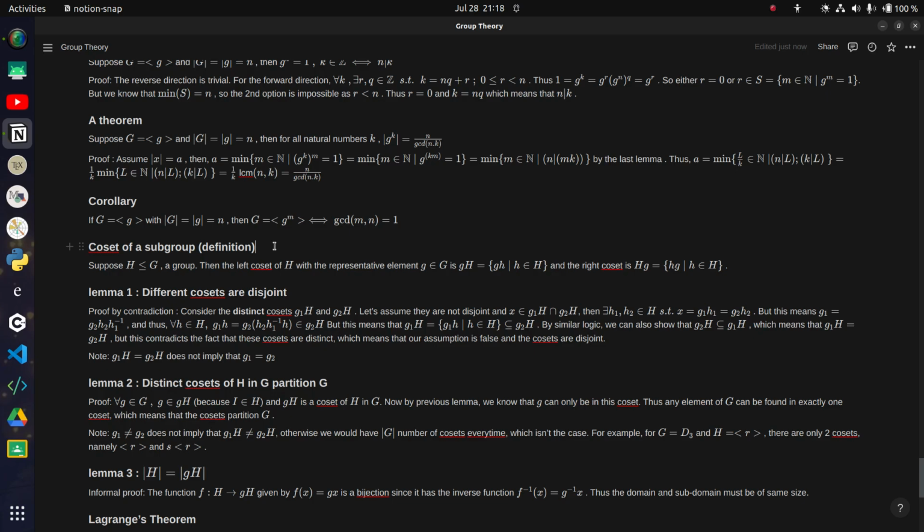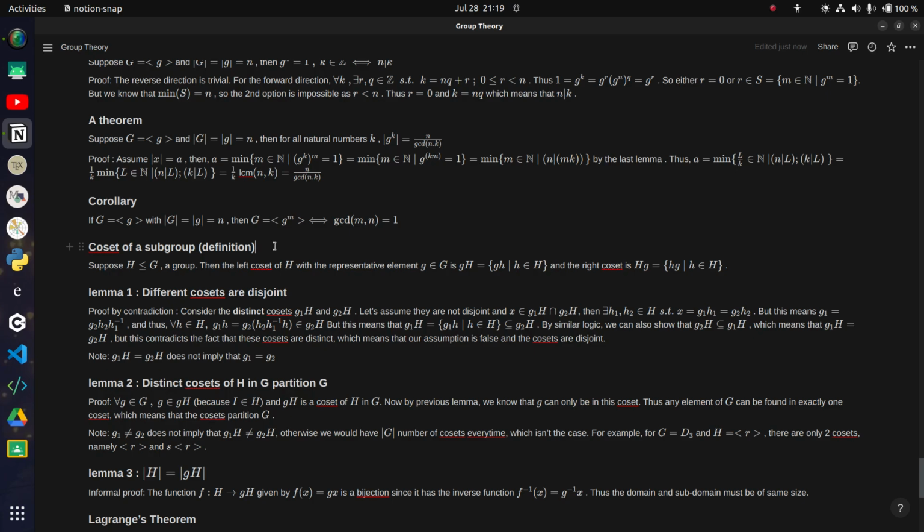So the first lemma that we want to prove with this definition is that different cosets are disjoint. This is already a very big thing, right? Actually, it's a very big thing. Okay, so let's do it using proof by contradiction. Suppose that these were not disjoint, that there was an x which belongs to both g1H and g2H.